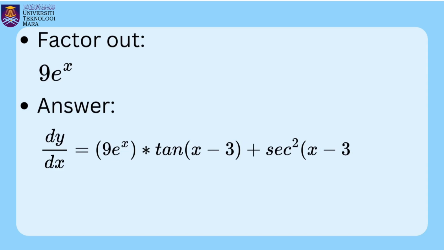Then we will factor out 9e^x because there are two of it. So the final answer will be dy over dx equals 9e^x times [(10x minus 3) plus sec squared (x minus 3)].